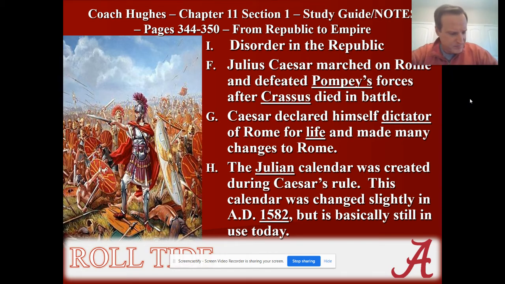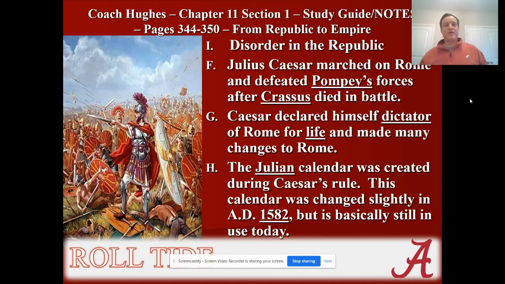One of the things that Caesar does, like I said, he makes many changes to Rome. One was the Julian calendar, and it was created during Caesar's rule there in Rome. And this calendar was changed ever so slightly about 1582 AD, but it's basically still the same type of calendar we use today. The month of July, for example, Julius Caesar. October, Octavian. We'll talk about him in a minute. August, Augustus. We'll talk about him. Quite frankly, the same person. We'll talk about him in just a minute there.